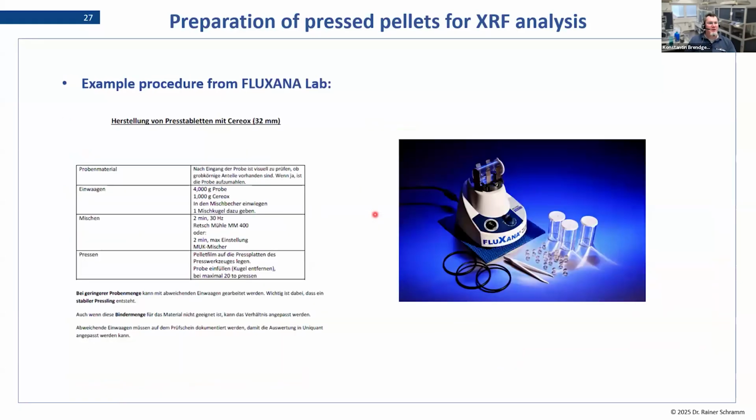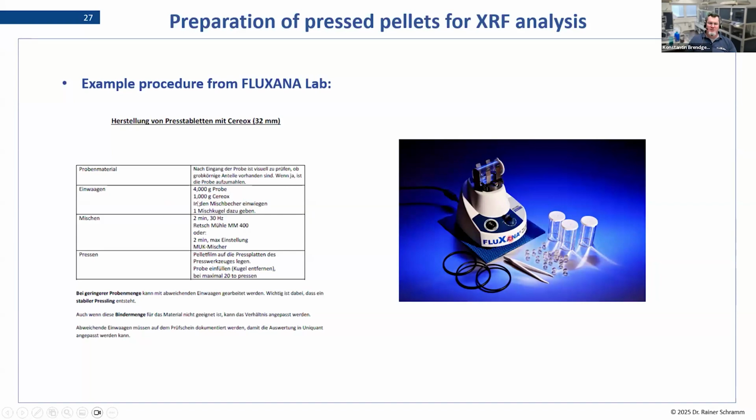Now, how would you do a pressed pellet? We have the procedure from our lab here in detail. In FLUXANA, for a 32 millimeter pellet, we would use 4 grams of the sample, and we would mix them in these little plastic containers. The little balls you put in there just create some more movement. So we balance the sample and the Cereox binder in there, put in a little ball, and it goes on the table and shakes for 2 minutes.